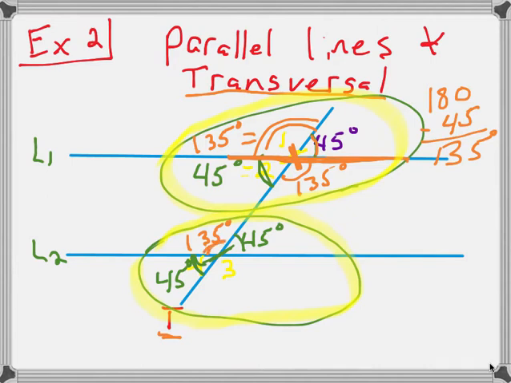So snapshot, 135 degrees there. Vertical angle, going vertical across that intersection point. This tells me that angle 3 is 135 degrees.